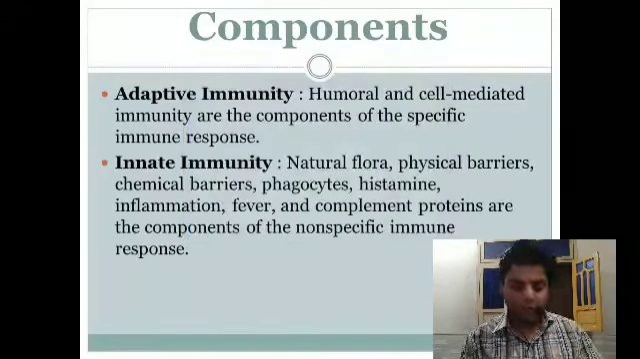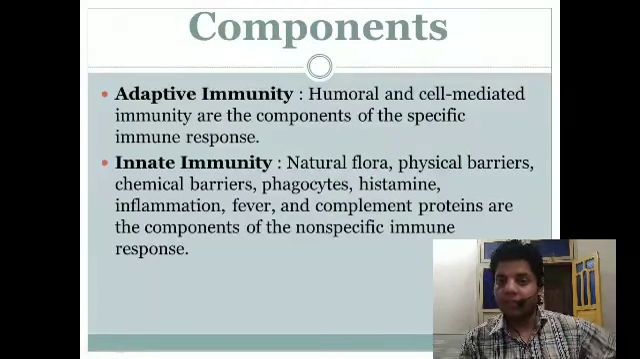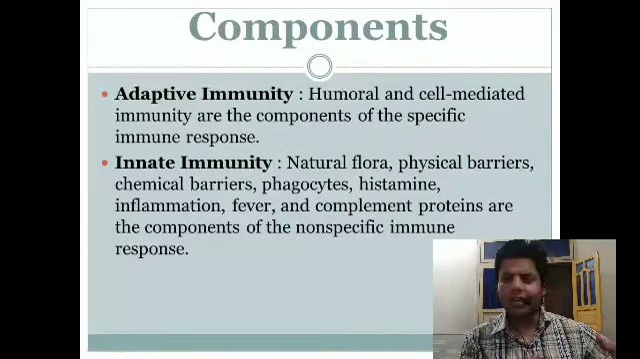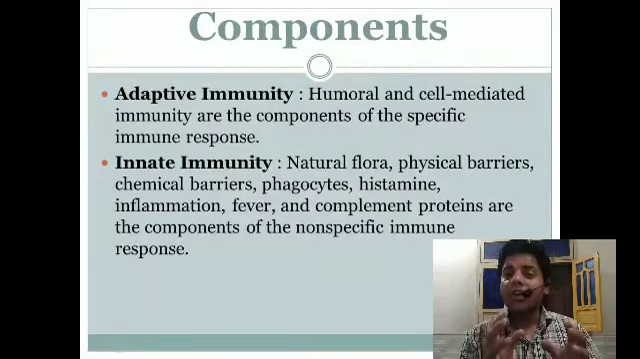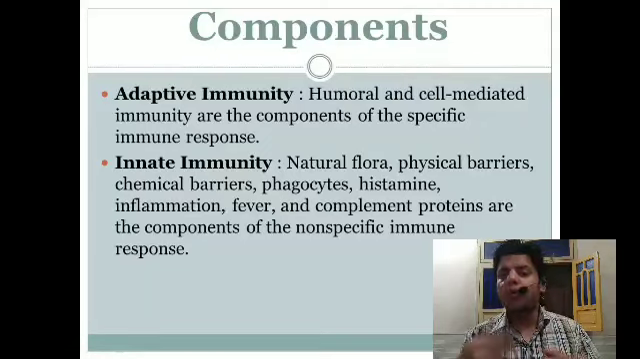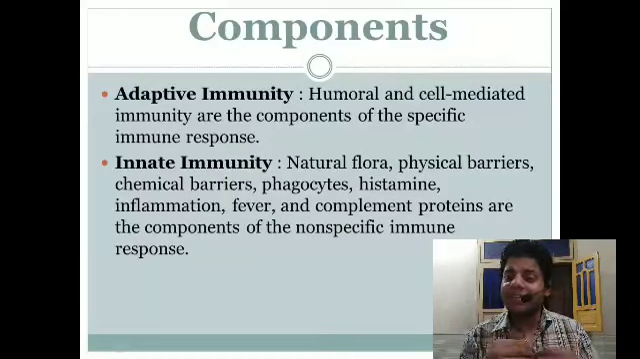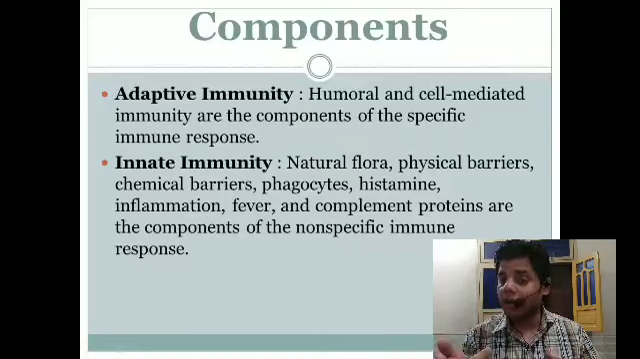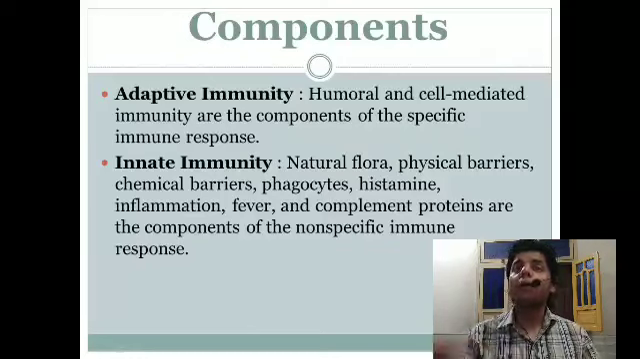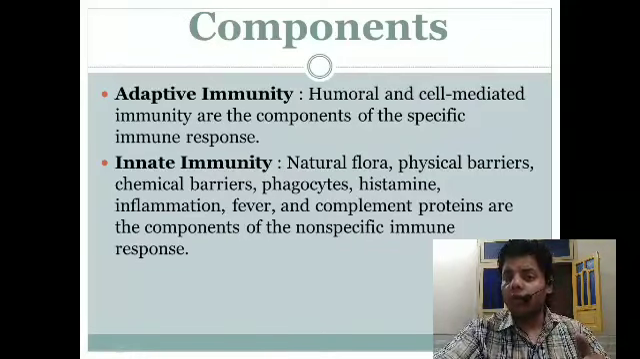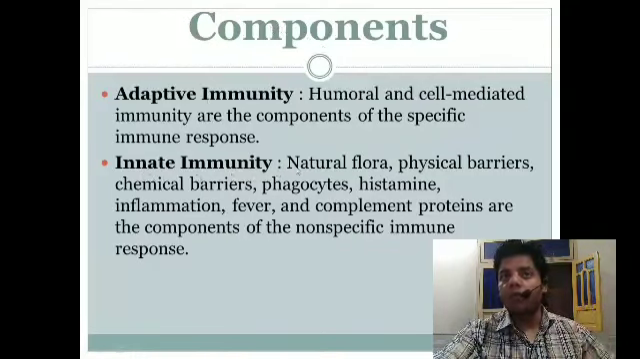Normal flora means, for example, the bacteria E. coli, which is present inside our intestine and is usually responsible for producing vitamin K. So it is actually normal flora. Normal flora are the microorganisms present inside or outside our body to protect us from other invading microorganisms that are harmful for us. So we can say that normal flora are a component of innate immunity.